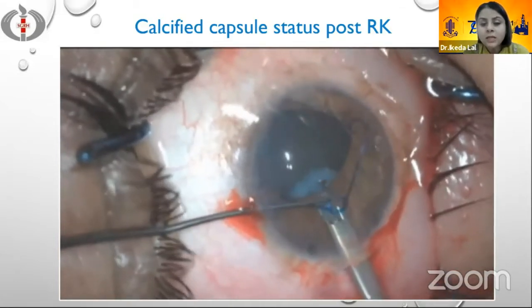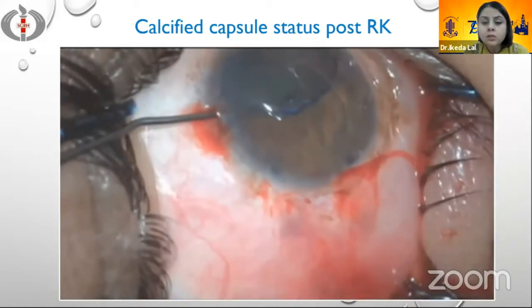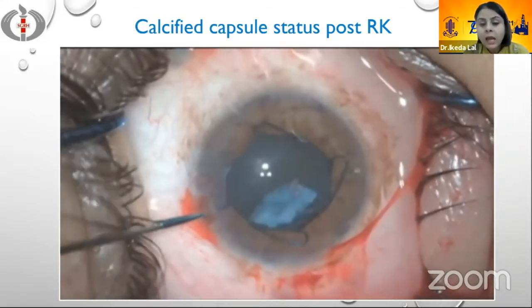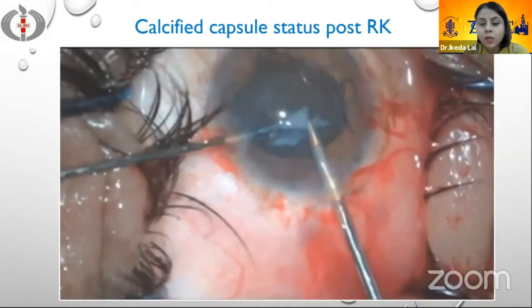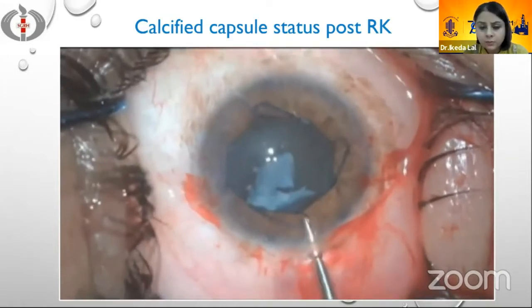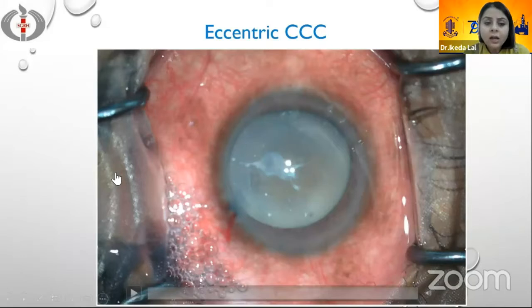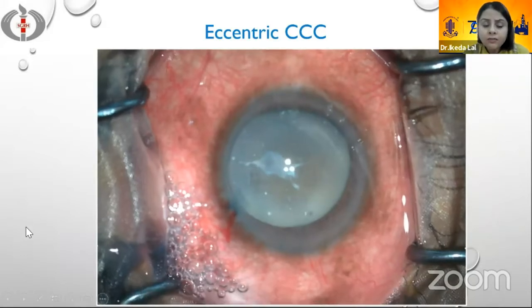So then we decide to place in the Malyugin ring after the Zepto because we did not want too many instruments in the anterior chamber. And then this residual fibrotic plaque is being excised with the help of forceps and scissors. And then the surgery could be completed with ease. Now we have learned that this means that Zepto cannot cut the fibrotic plaque.